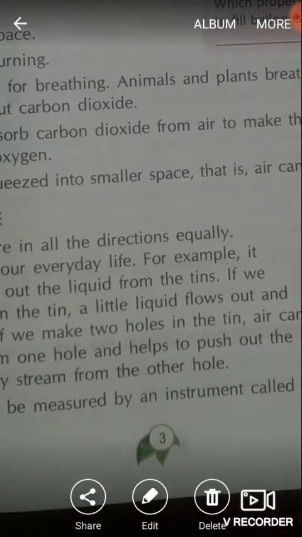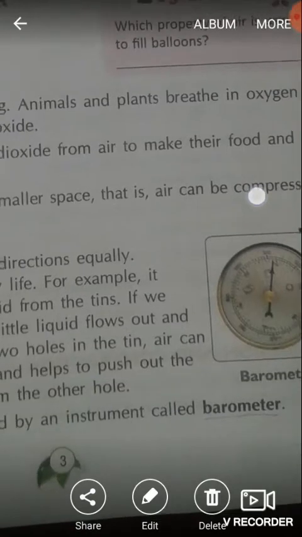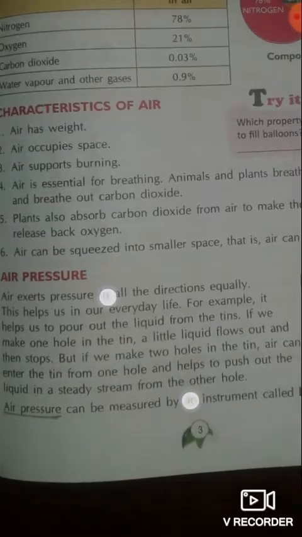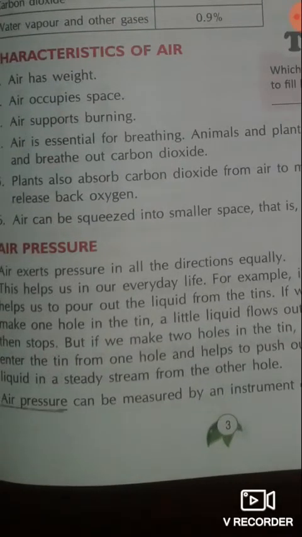Air can be squeezed into a smaller space, that is, air can be compressed. Another property: air can be compressed. Air pressure. Air exerts pressure in all directions equally. This helps us in our everyday life. For example, it helps us to pour out the liquid from the tins.